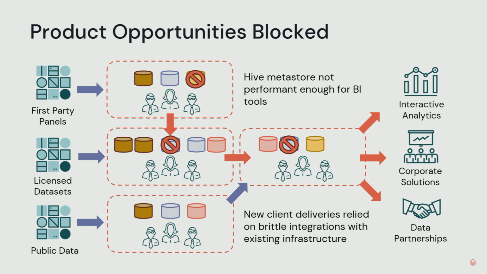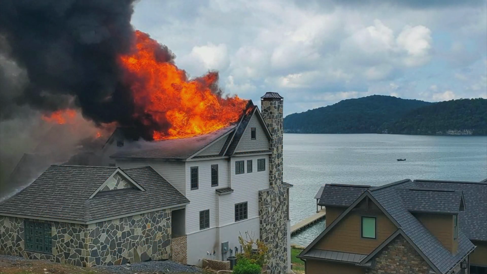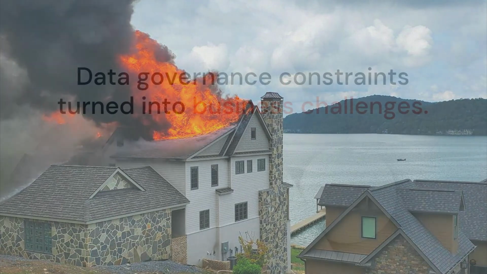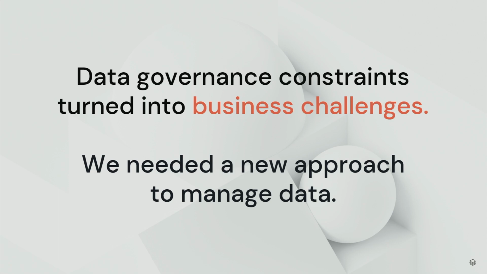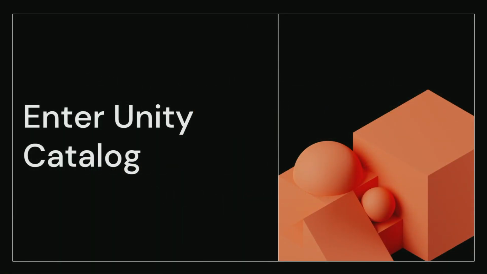And so ultimately, our lakehouse was very far from Lake Como and started to look like this. And that was the last place we certainly wanted to be as data engineers. And to put it into words, our data governance constraints turned into business challenges. And we had to really think about, from the ground up, an entirely new approach to manage data. And that's really where Unity Catalog came into play for us.